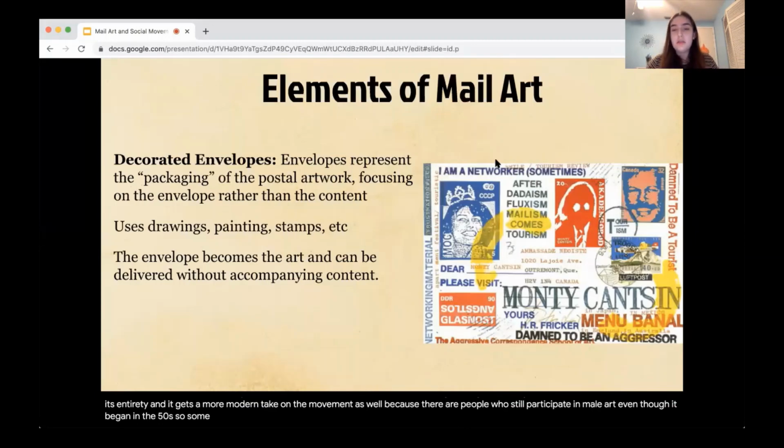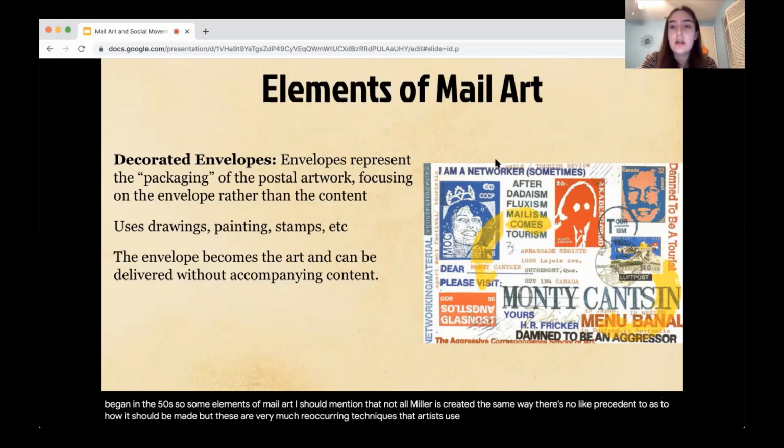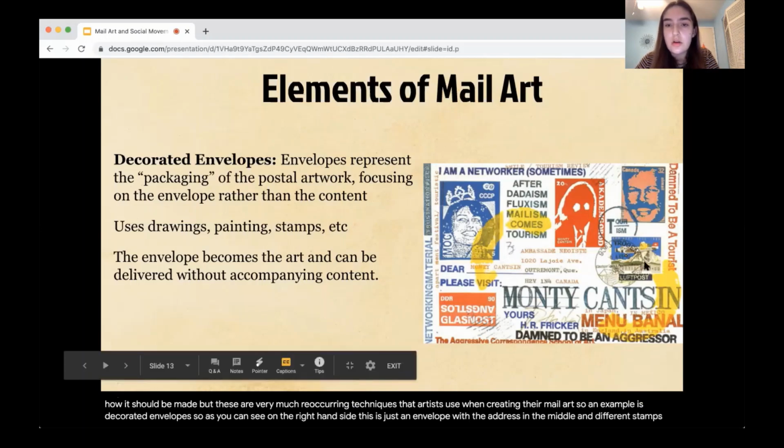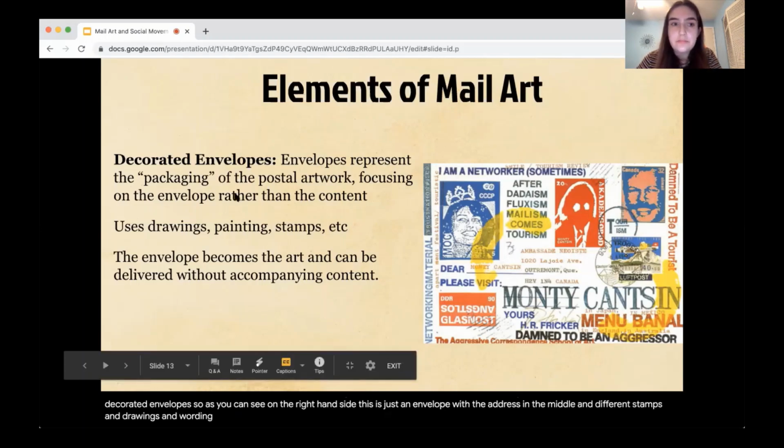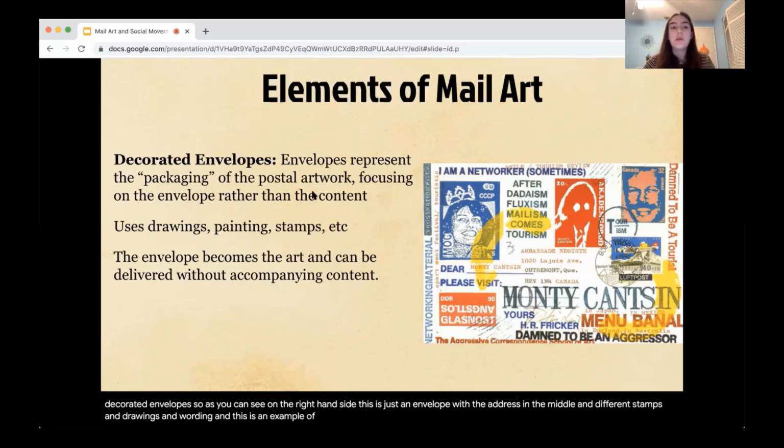So, some elements of mail art. I should mention that not all mail art is created the same way. There's no precedent as to how it should be made, but these are very much reoccurring techniques that artists use when creating their mail art. An example is decorated envelopes. As you can see on the right-hand side, this is just an envelope with the address in the middle and different stamps and drawings and wording.